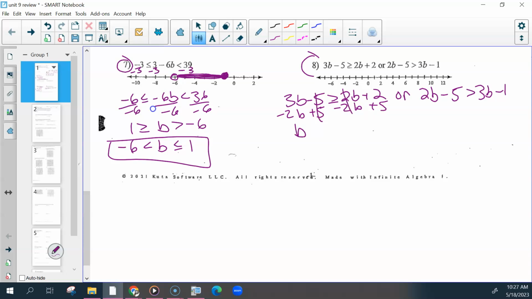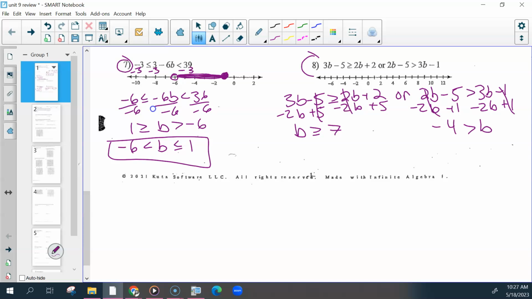This will become b is greater than or equal to 7. That would be done. Then you could solve the other. So let's say I do the same thing, subtract 2b. And since I move the b's to the right, I have to move the numbers, the constants, to the left. So we have -4 is greater than b.